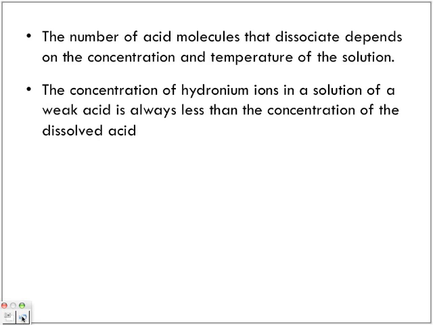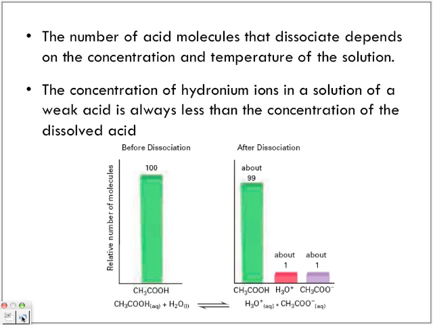So the number of acid molecules that dissociate depends on the concentration and temperature of the solution. Of course, as temperature increases, so will the ability to dissociate. The concentration of hydronium ions in a solution of weak acid is always less than the concentration of the dissolved acid. So here we have an example.